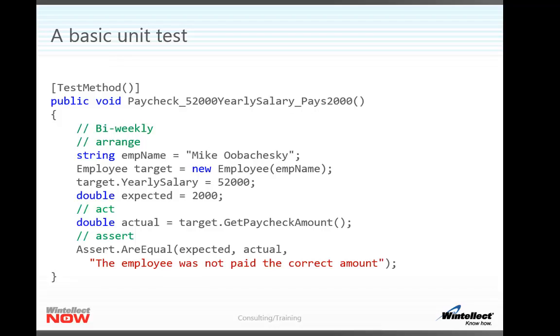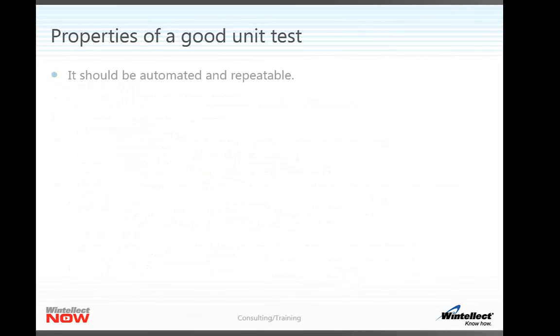We use an arrange, act, and assert arrangement of our unit testing code. By following this industry convention, the code is simply presented, structured more cleanly, and it's also easier to read. In large test libraries, this makes things much more maintainable. A good unit test should be automated and repeatable.